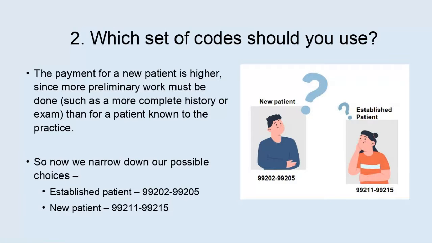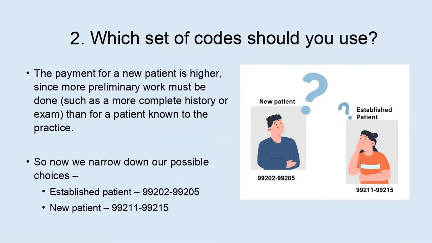The next set of questions to ask is, which set of codes do you use? The codes for established or the codes for new patients? As I said, this is important because the reimbursement for a new patient is higher than for an established one. More work has to be done since there's no record for the physician to review. The physician must ask the history, do a more complete exam, which takes more time and involves more medical decision making.